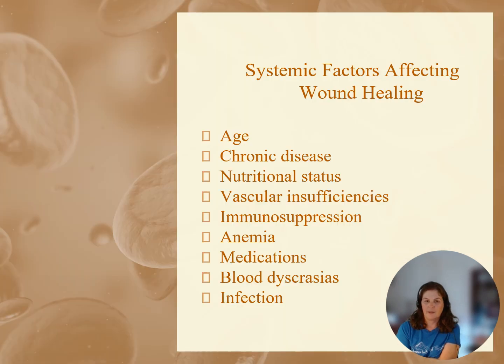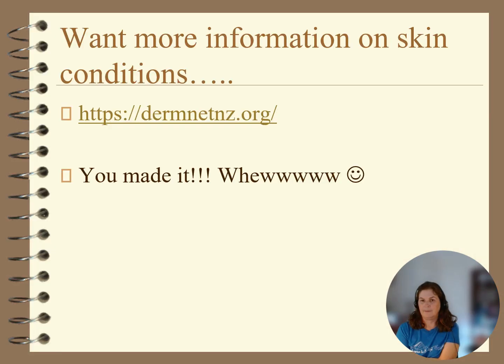So know that. Systemic factors, these shouldn't be terribly surprising: age, chronic disease, vascular insufficiencies, immunosuppression, nutritional status, anemia, medications, infections, and different issues with the blood.